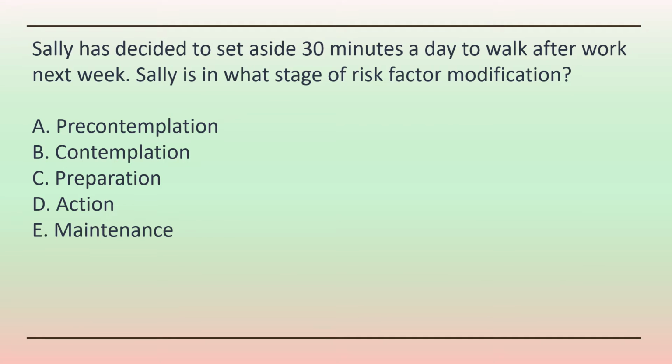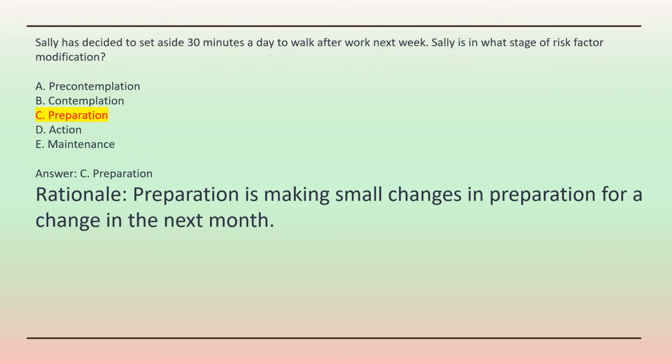Sally has decided to set aside 30 minutes a day to walk after work next week. Sally is in what stage of risk factor modification? A. Pre-contemplation. B. Contemplation. C. Preparation. D. Action. E. Maintenance. Answer C. Preparation. Rationale. Preparation is making small changes in preparation for a change in the next month.